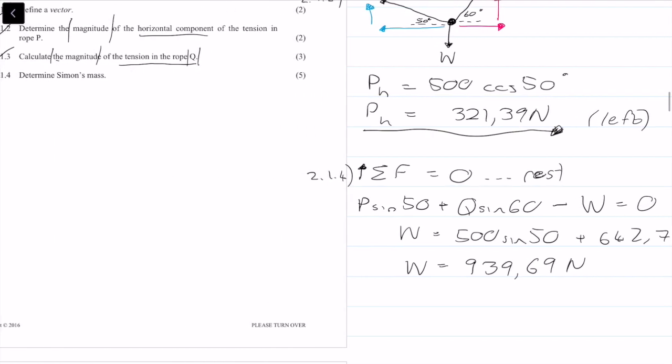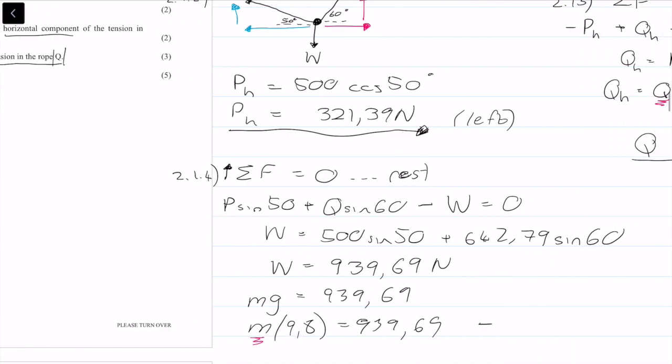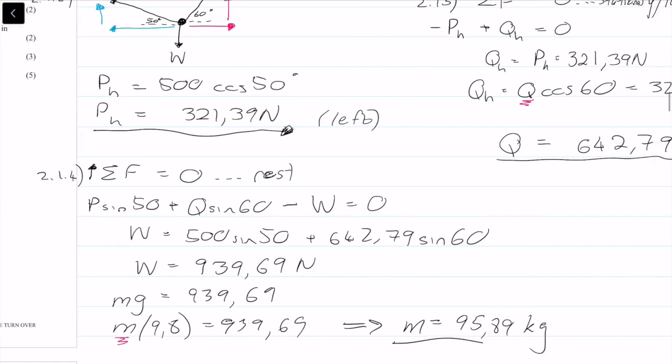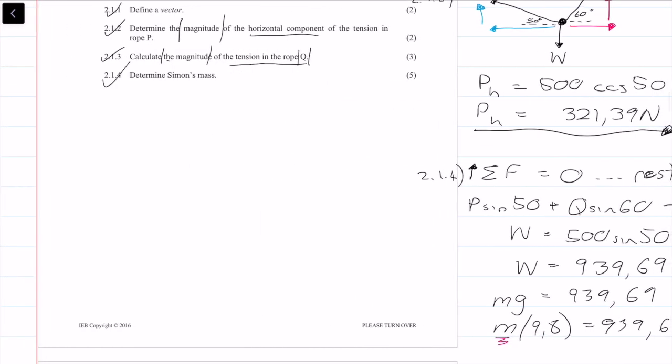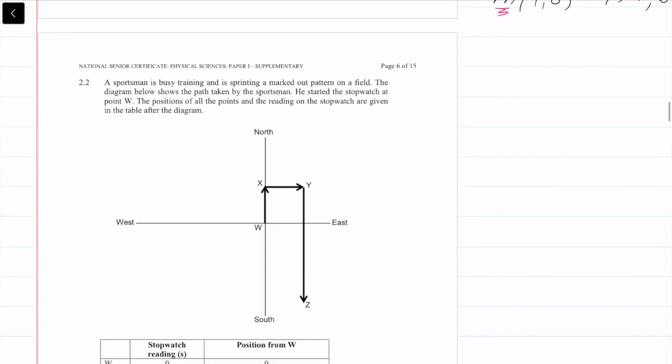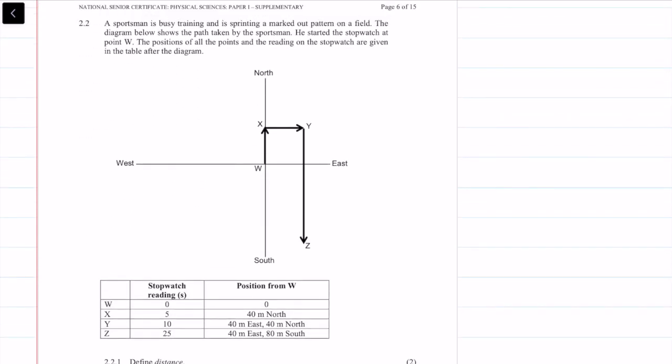But what does the question ask? We want Simon's mass. So mg is equal to 939.69. Mass times gravity, 9.8, is equal to 939.69. The only unknown in this equation is our mass, and so the final answer is mass is equal to 95.89 kilograms. And there we go. That's our final answer, and we get 5 marks for that. Quite generous, giving us 5 marks. Anyway, question 2.2.